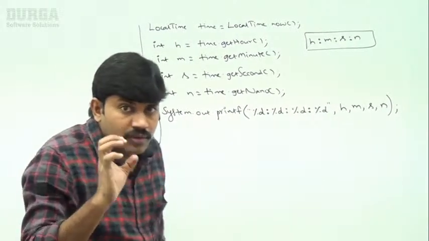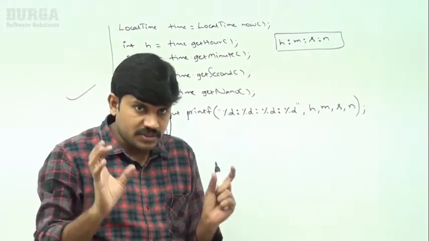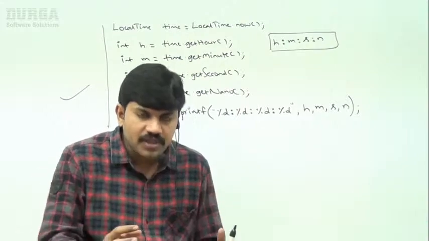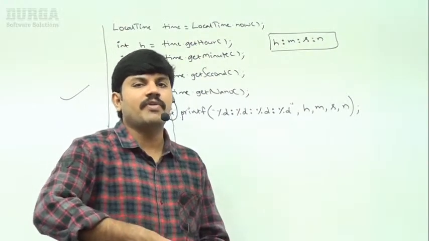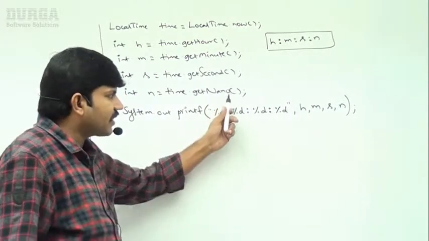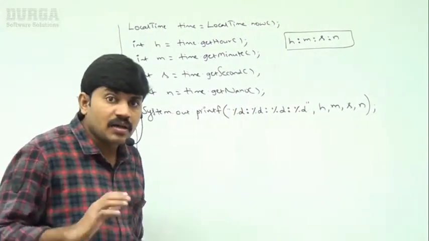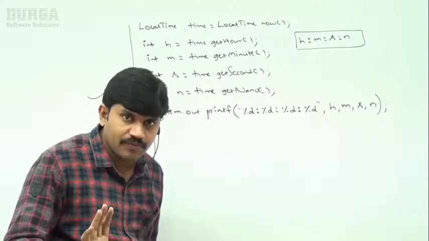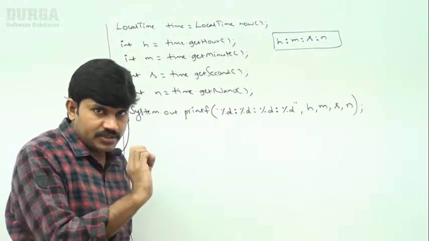So how to get the current system time? Next, from that LocalTime object, how can you find the hour value, minute value, second value, and nanosecond value, and how to format them based on our requirement? Clear for all of you? Can I execute this one?